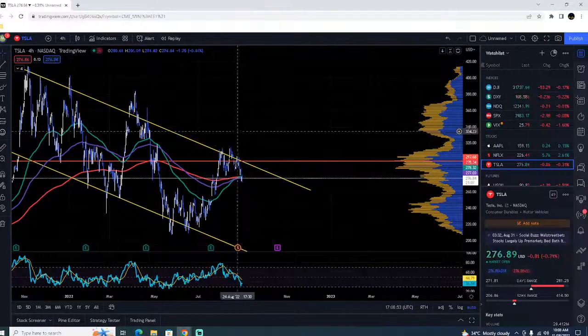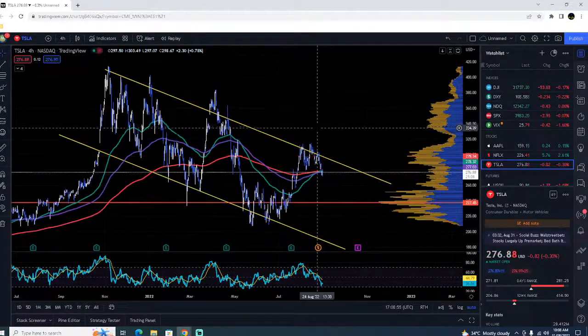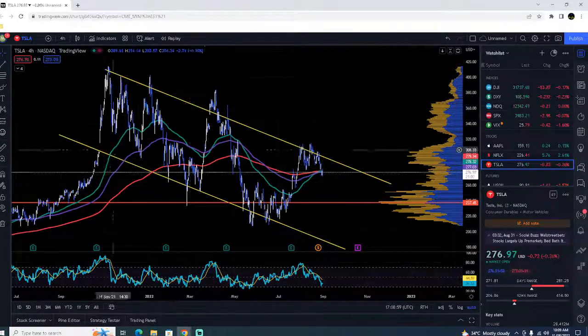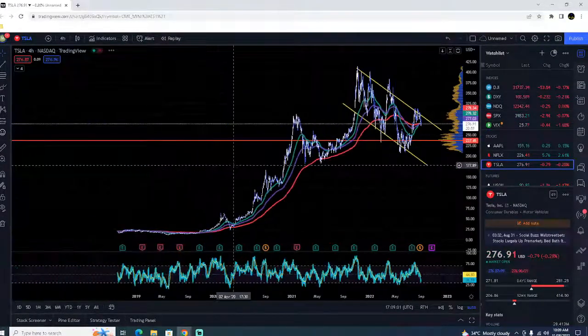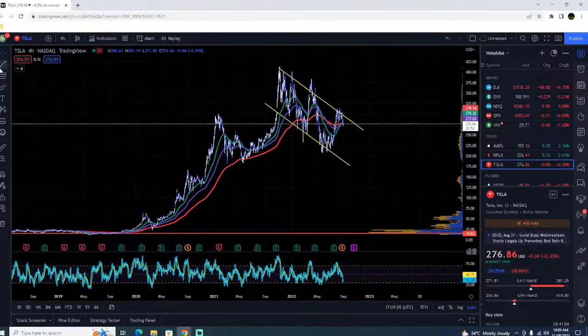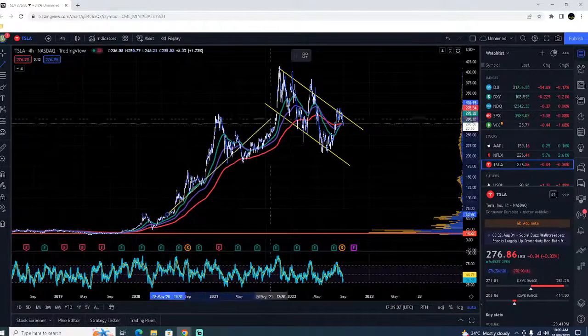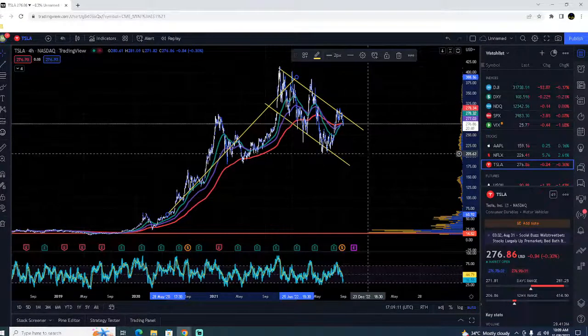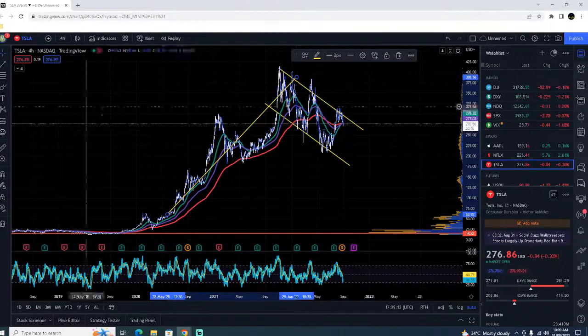So, let's take a look at Tesla first. As you can see, we were in this channel. This is the 4-hour chart. Actually, this is a bull flag channel. Why? Because look at this whole bull run, huge bull run over here, and then now we are in this pattern. So yeah, this is sort of a bull flag.